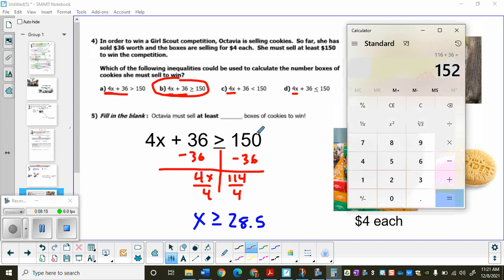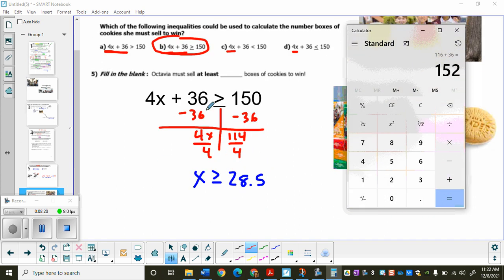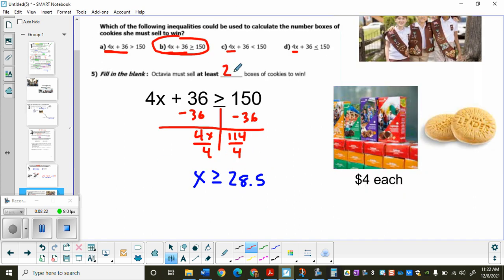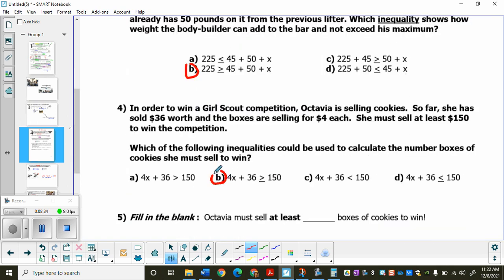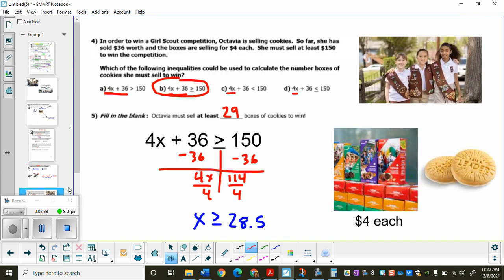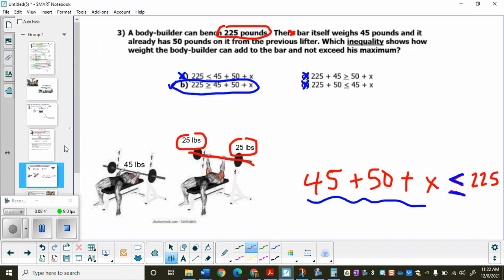We want it to be more than the 150 to win the competition. She just won the competition. So we need to say at least 29 boxes here. 28 won't be enough, so she needs to sell at least 29 boxes. Okay? So at this point, we've gone through, we picked B for this one, and we picked B for this one, and we filled this in with a 29.